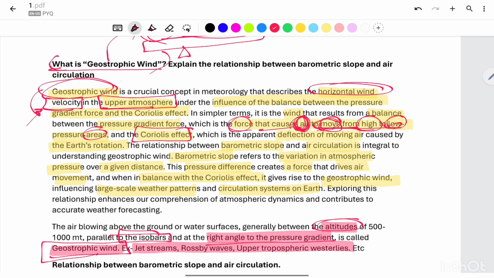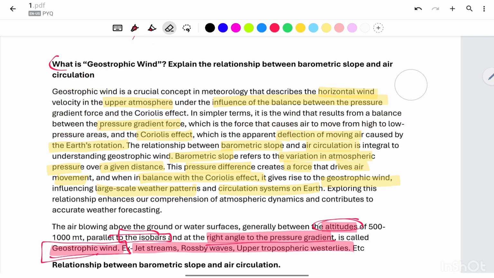Coriolis effect is nothing but a deflection. So pressure gradient is a force, whereas Coriolis is a deflection of moving air. It is caused by the Earth's rotation. Due to Earth's rotational speed, the air gets deflected. This is what we say, it is a Coriolis force.